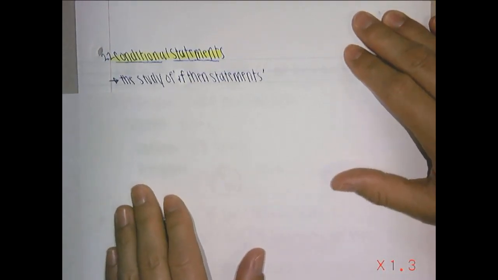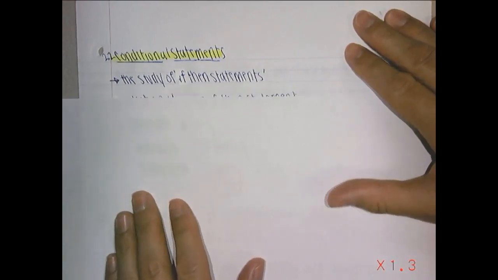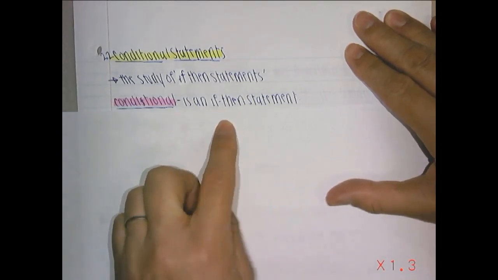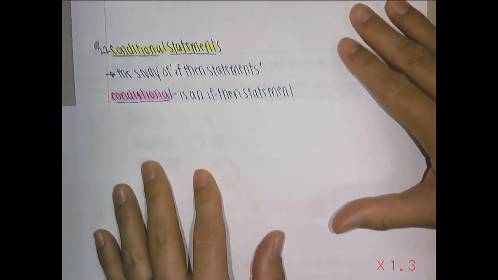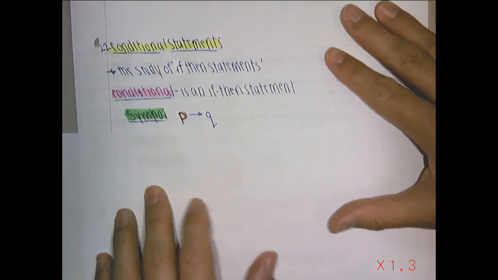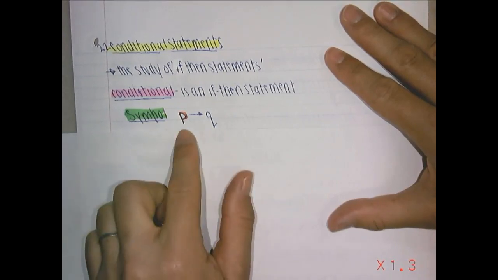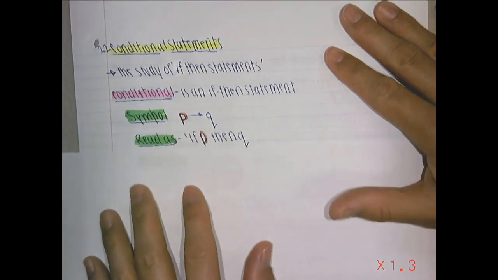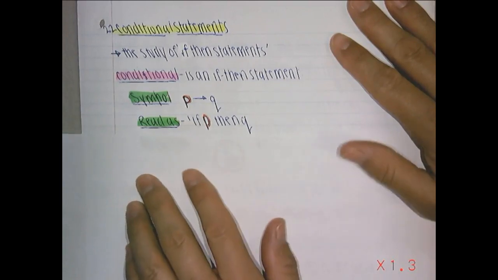Conditional statements are the study of if-then statements. Basically, it is an if-then statement. If it's sunny outside, then you will go to the beach. That's just an example of a conditional statement. The symbol for it is if P, then Q. P is our hypothesis and Q is our conclusion. You read it if P, then Q.